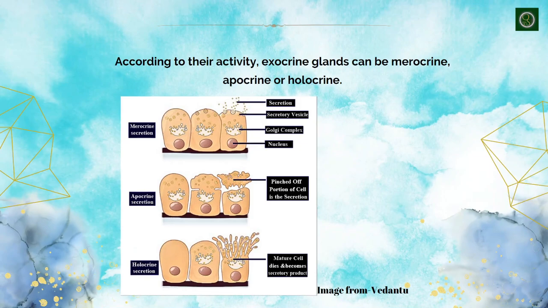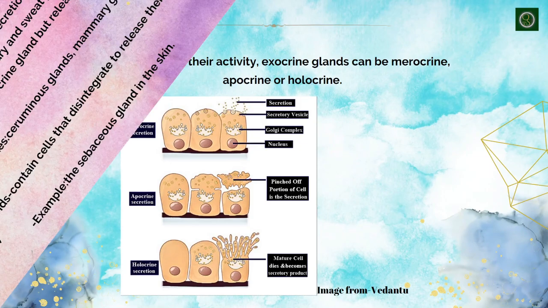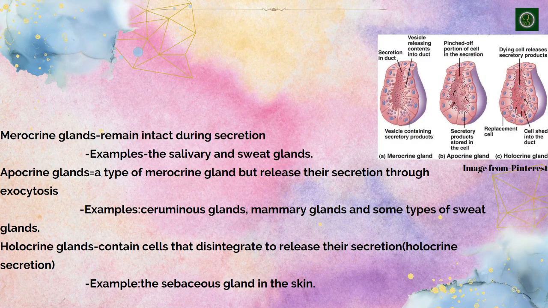According to their activity, exocrine glands can be merocrine, apocrine, or holocrine. Merocrine glands remain intact during secretion. Examples of merocrine glands are salivary and sweat glands. Apocrine glands are also a type of merocrine glands, but release their secretion through exocytosis. Examples of apocrine glands are ceruminous glands, mammary glands, and some types of sweat glands.